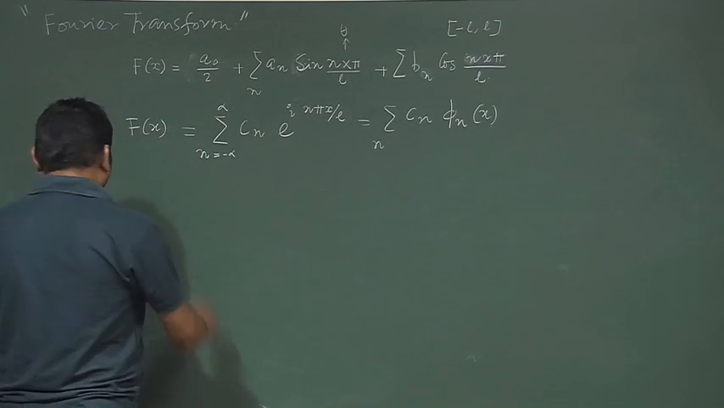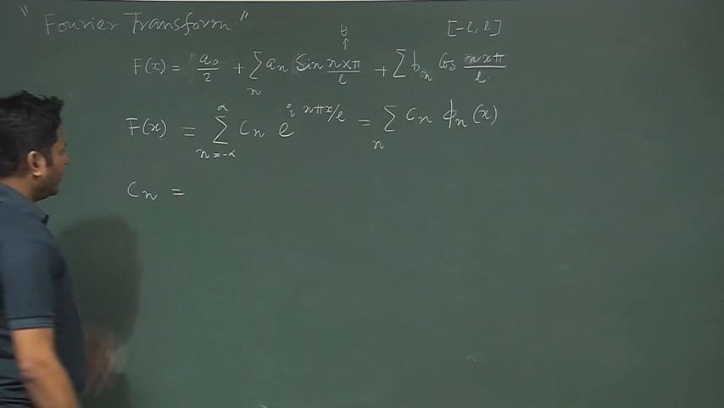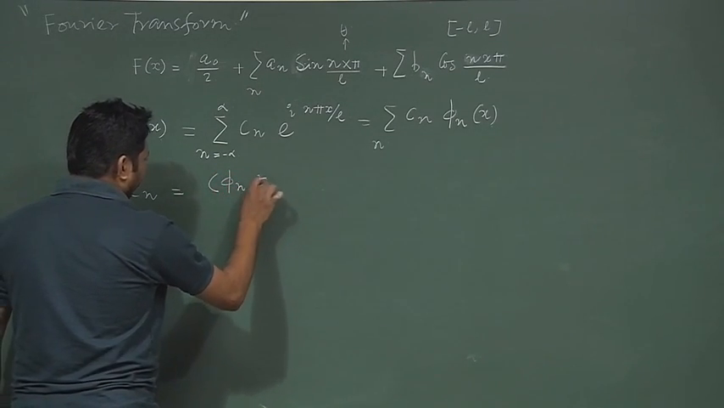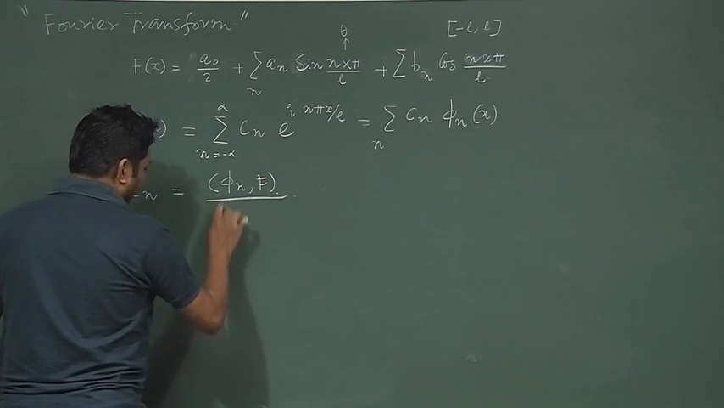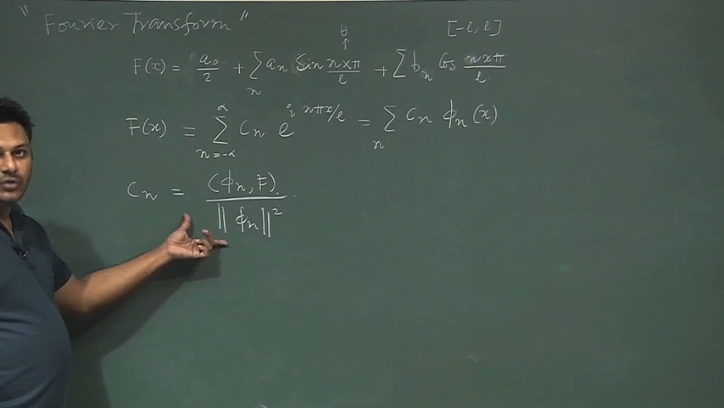Next, what we will do? Next, I will try to find out what is my Cn. Cn is how much? I know how to find out Cn. It is phi n f divided by mod of phi n square. This is the Fourier coefficient.